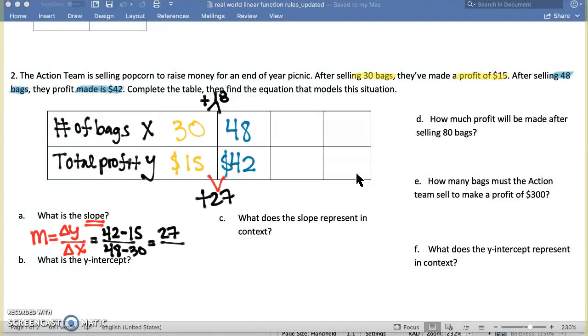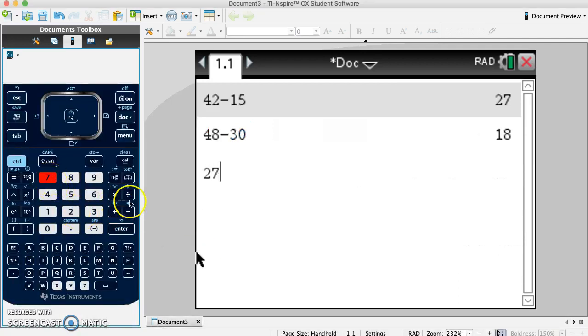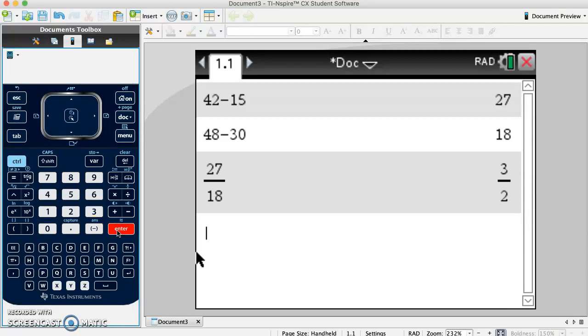But I can write that down here. And then we want to divide those two numbers. So let's go back. Let's do 27 divided by 18, and we get 3/2.